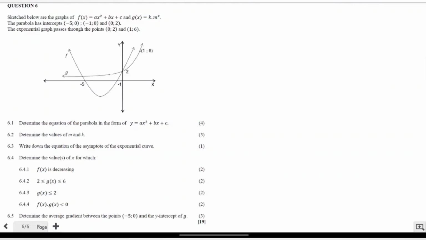Number 6. The sketches below are the graphs of f of x and g of x. F of x is a parabola and g of x is an exponential graph, and both are given in standard form. We can see that this is a standard form and this is also a standard form. Okay, both are given in standard form.